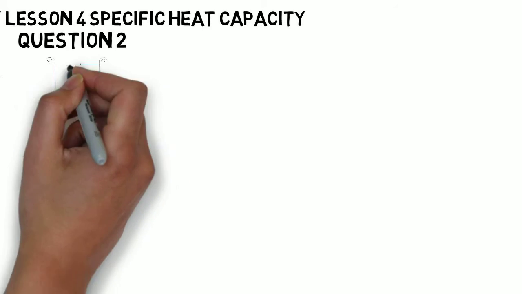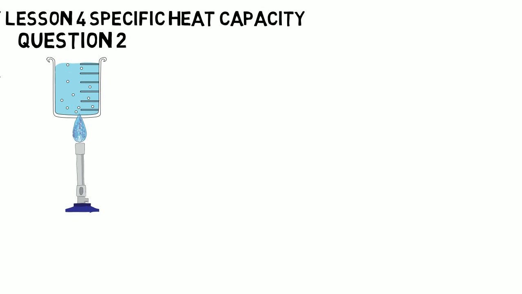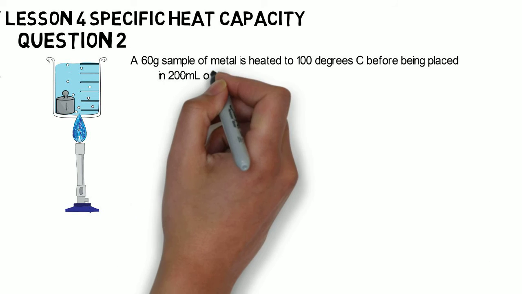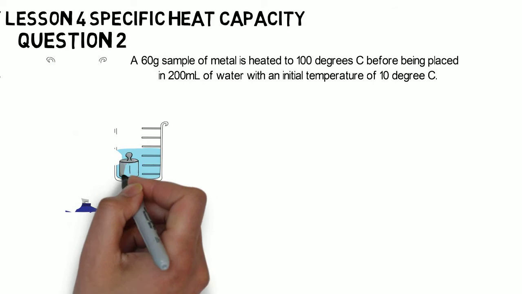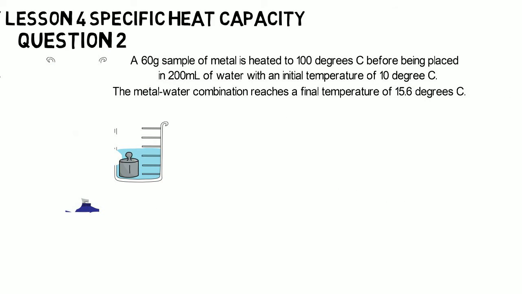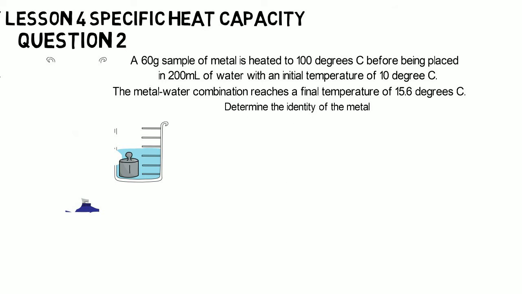A 60 gram sample of metal is heated to 100 degrees Celsius before being placed in 200 milliliters of water with an initial temperature of 10 degrees Celsius. The metal-water combination reaches a final temperature of 15.6 degrees Celsius. Determine the identity of the metal. So to determine the identity of the metal, we need to know its specific heat capacity. That is a characteristic property and will help us identify the metal.